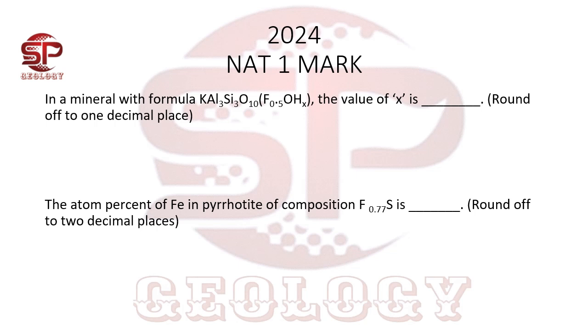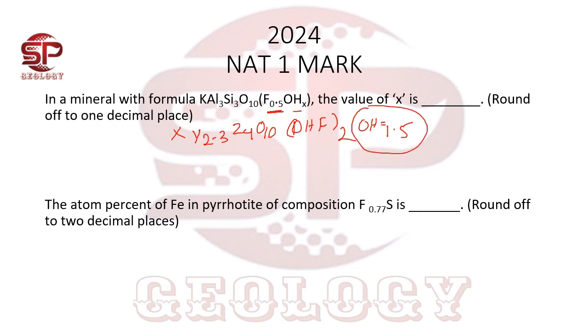If a mineral has the formula KAl3Si3O10 F OH, it is the same general formula. You can write down X, Y2, Z4O10 (OH, F) whole 2. So your F is 0.5. So how much is required for 2? It will be 1.5. So OH will be 1.5.